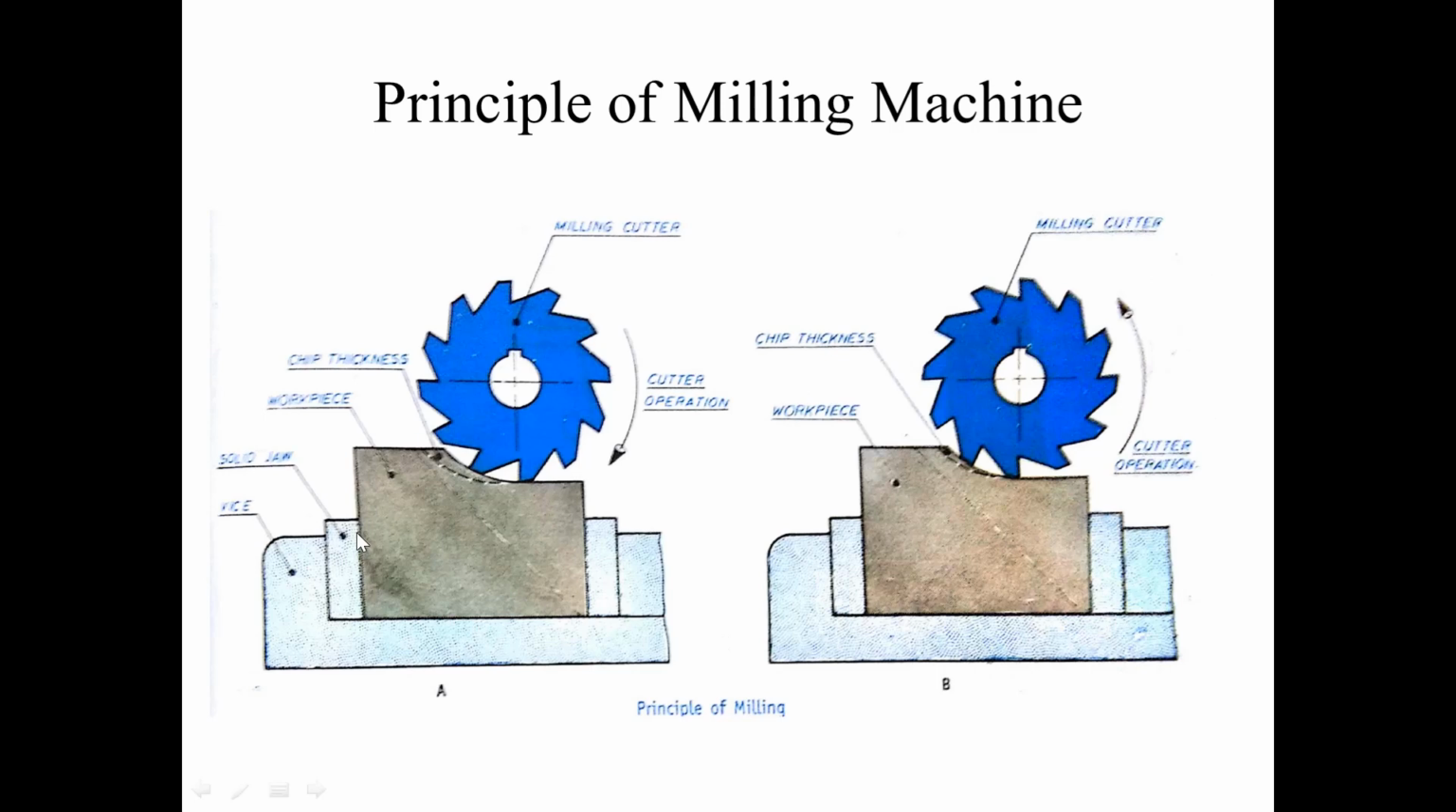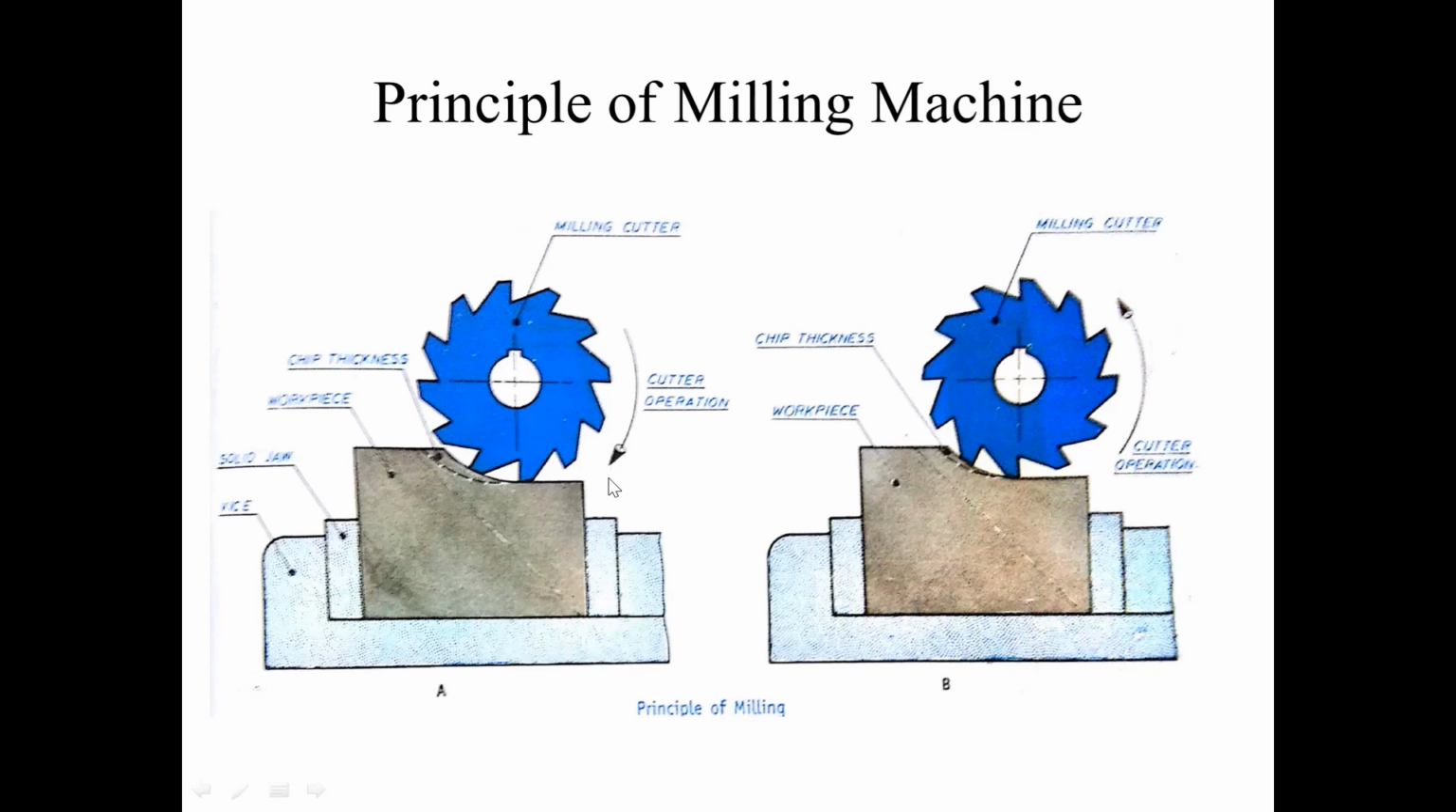And we have a solid jaw. The jaws are made to have a firm grip on the workpiece, as we explained about the jaws in the lathe also, so that they hold the workpiece firmly. The colored part you are observing is the workpiece, and this dotted line indicates the chip thickness, the thickness of material that is removed from the workpiece. And this is a milling cutter, having teeth on its periphery, and this is the cutting operation. This is very important in up milling.